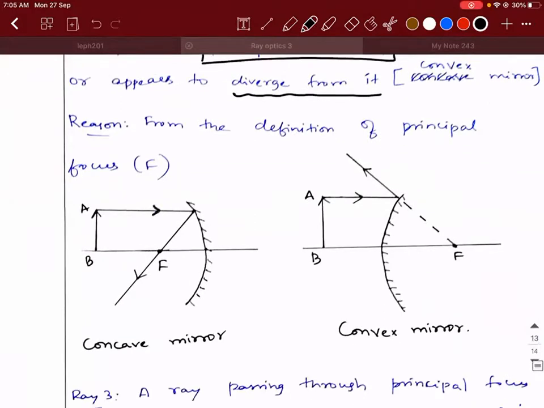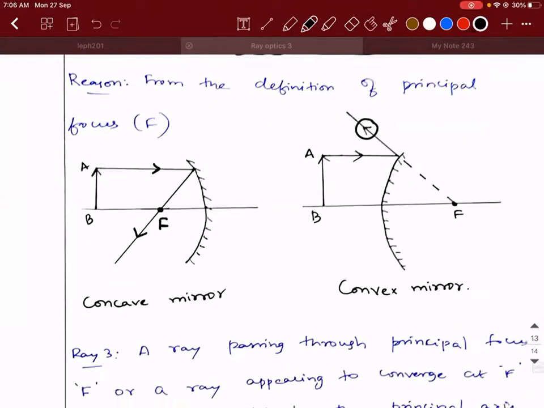A ray considered parallel to the principal axis, after reflection, will pass through the focus. So this is with respect to a concave mirror, whereas with respect to a convex mirror, it will appear as if it is diverging from this focus.